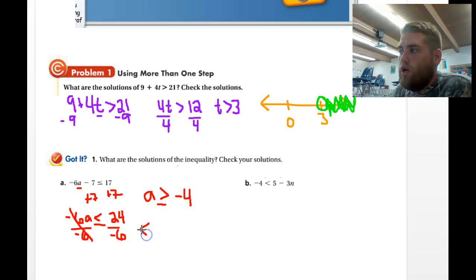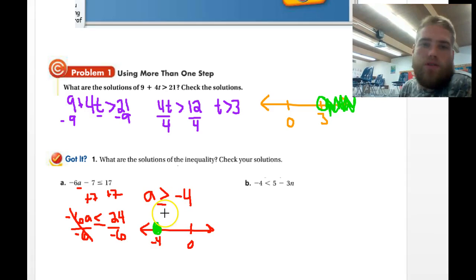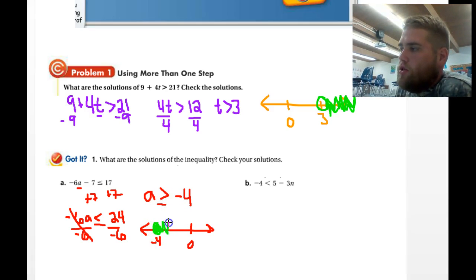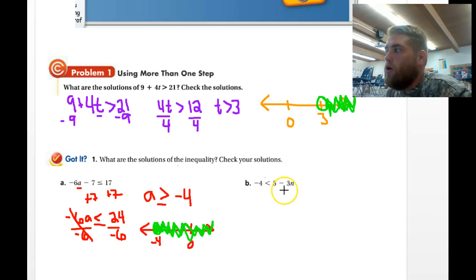So we graph negative 4, 0. When I draw my circle, it's going to be filled in, because I have the equal sign there too. Now the numbers larger than negative 4: negative 3, 2, 1, 0, 1, 2, 3, 4, 5, 6, 7, 8, 9, 10. So we shade those numbers, shade the whole thing. Then I want you guys to try B. Once again, the n is on this side, so be careful. Remember what we have to do when our variable is on this side.